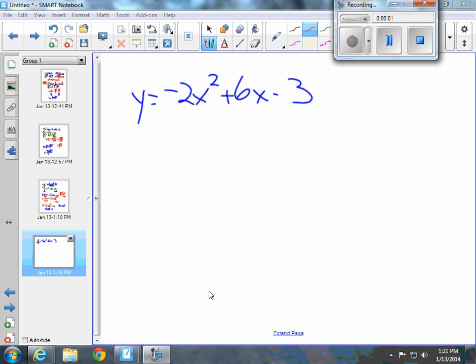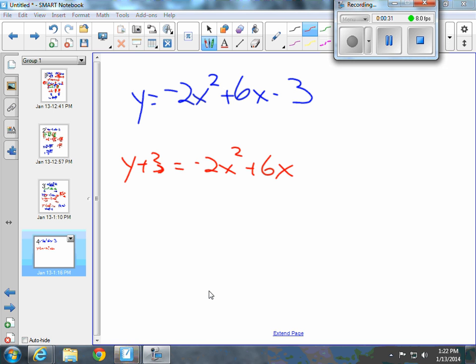All right, let's try this guy. We're going to try and get this one in vertex form again by completing the square. So I'm going to do the same thing I did initially, and I'm going to park my constant on the other side. That's the first step. So I have y plus 3 is equal to negative 2x squared plus 6x.